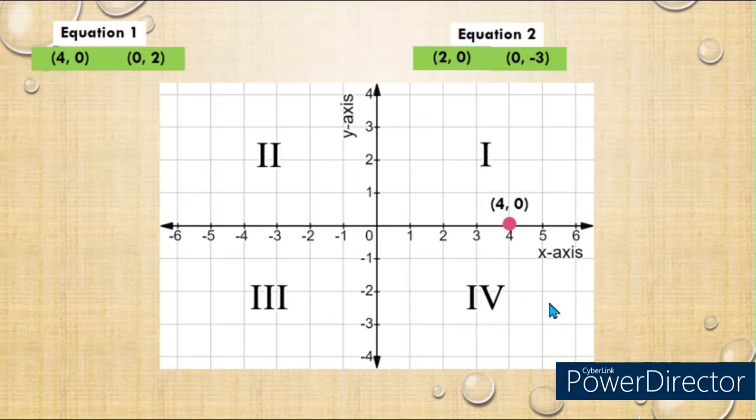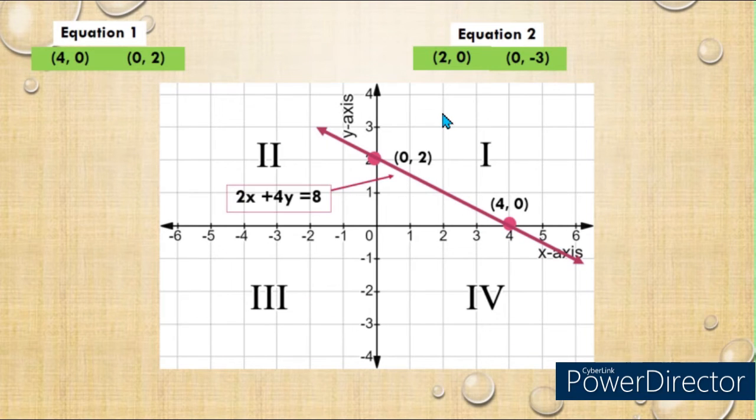And then, next is 0 and 2. Since 0 na yung x value natin, so, ipa-plot na ngayon natin ang 0 and 2 sa y-axis. So, we have 0 and 2. Okay, so pag connect natin si 0 and 2 and 4 and 0, so this will be the graph of 2x plus 4y is equal to 8. Okay, so now let's proceed dito sa equation number 2.